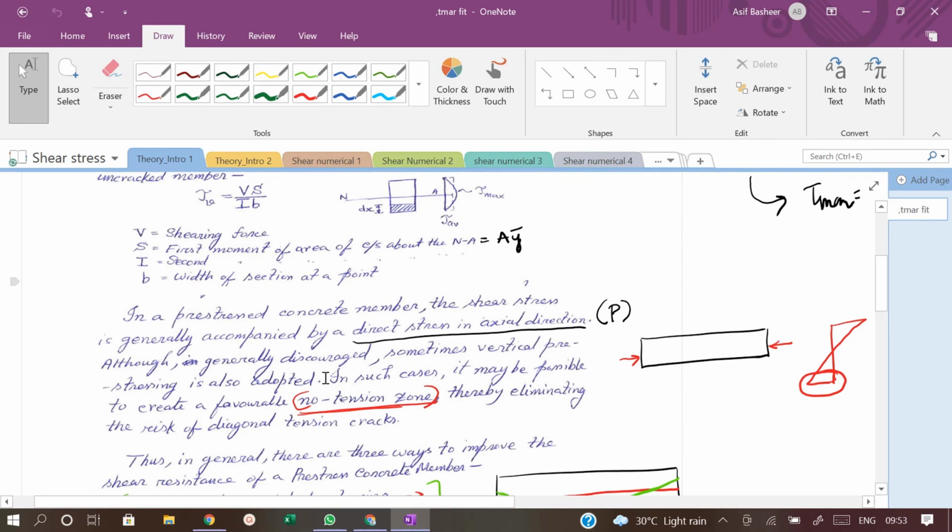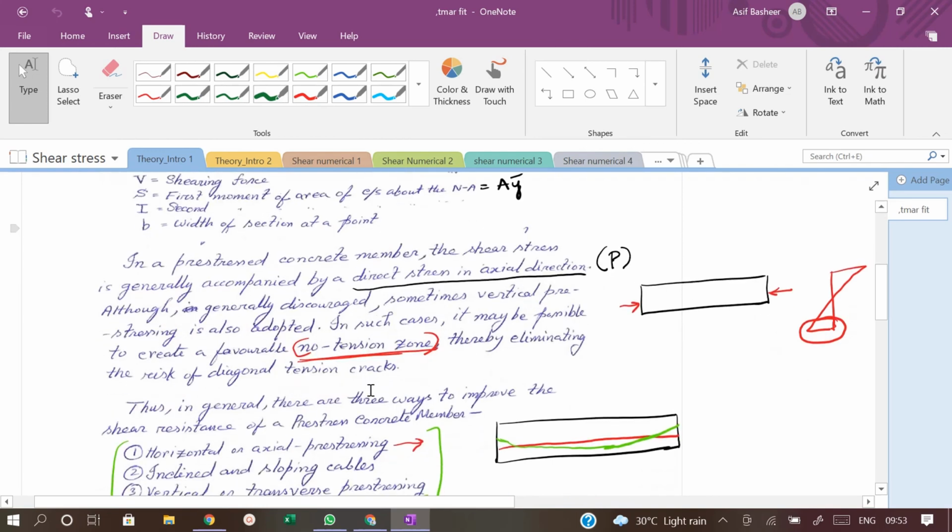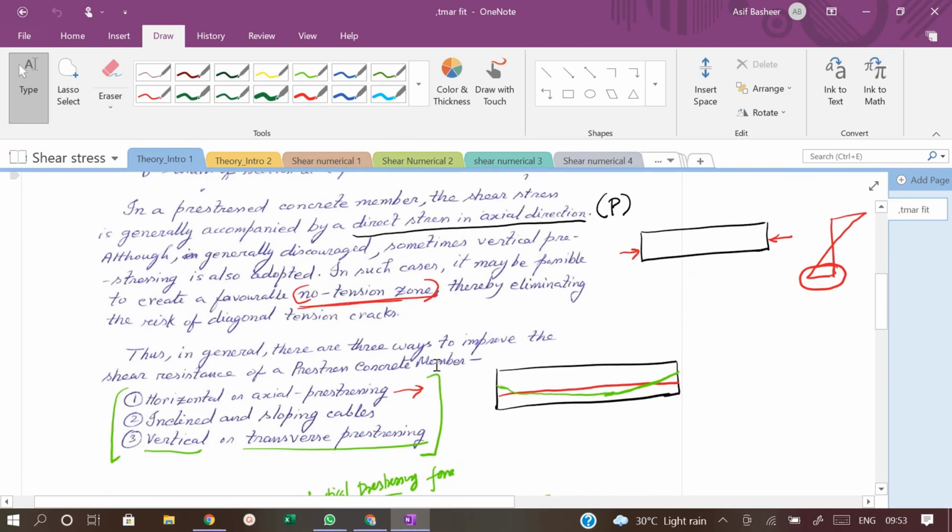Have you understood this sentence now? Yes, sir. Thus, in general, there are three ways to improve the shear resistance of a pre-stressed concrete member. That is, we can increase the shear resistance either by providing horizontal or axial pre-stressing, or inclined or sloping cables, or vertical or transverse pre-stressing. I hope you are clear with this. Is it okay?